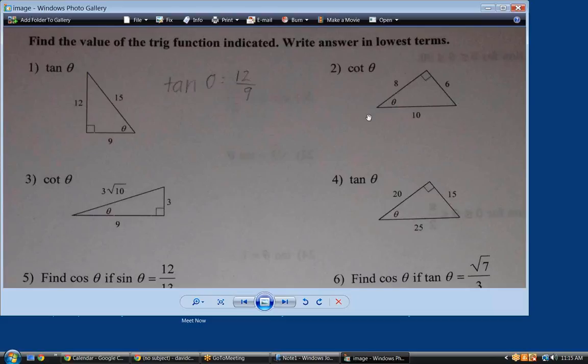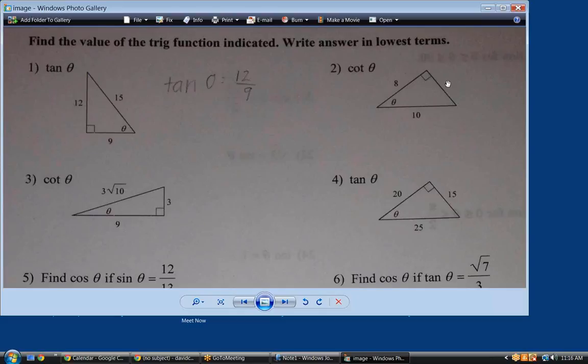Oh, so it's adjacent. So is it 10 over 6? I'll tell you the way I do it. I kind of treat trig as your 3 primary trig functions: sine, cosine, and tangent, and then your 3 secondary trig functions as the reciprocals of each. So if you ask me the cotangent of theta, I'm going to figure out what the tangent of theta is and flip it. Okay, so what's the tangent of theta? Oh, so 6 over 10.